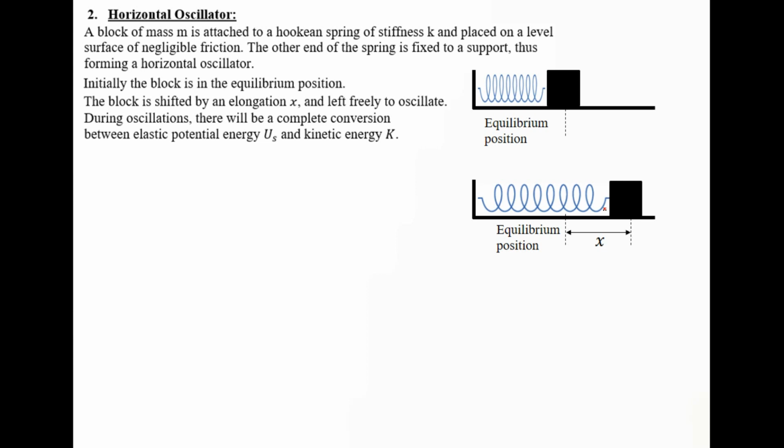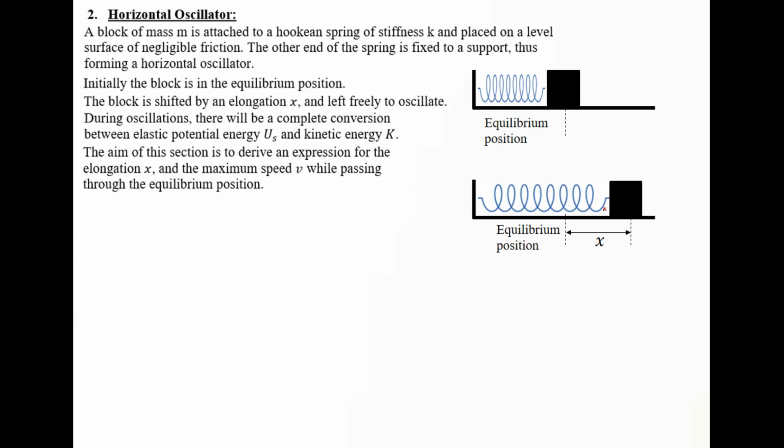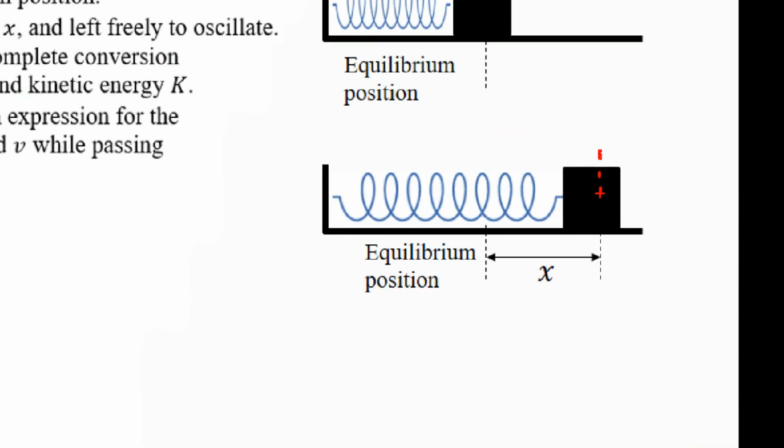During oscillations, there will be a complete conversion between elastic potential energy US and kinetic energy K. The aim of this section is to derive an expression for the elongation x and the maximum speed v while passing through the equilibrium position. So basically, if this is the maximum elongation at this point, and if you release it from rest, the block will admit US maximum, which is the maximum elastic potential energy, and as it passes through the equilibrium position at this point, we don't have any elongation. The spring is neither compressed nor elongated. Then the kinetic energy K would be at its maximum. So at the point A, which represents the equilibrium position, the speed will be maximum, and at the point B, the elongation of the spring would be maximum.